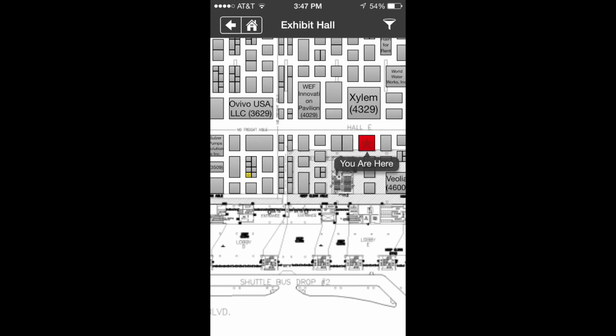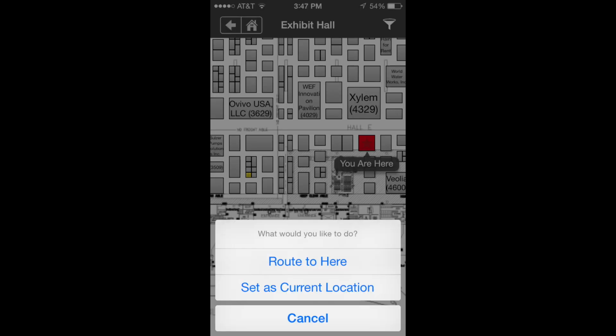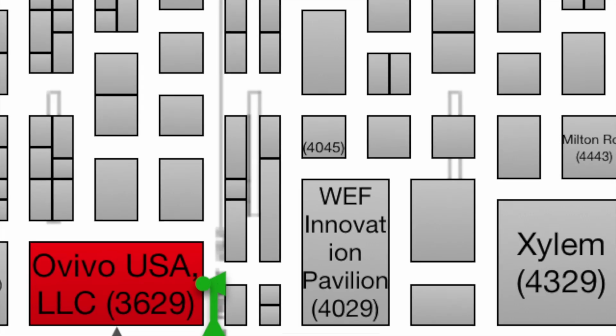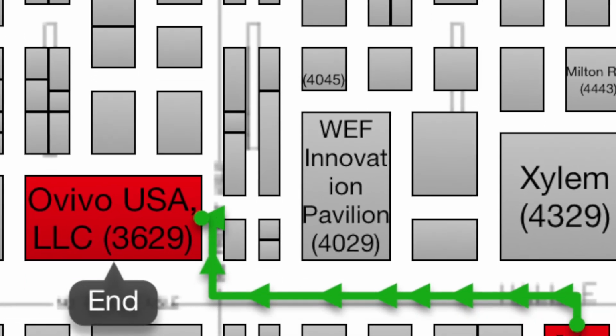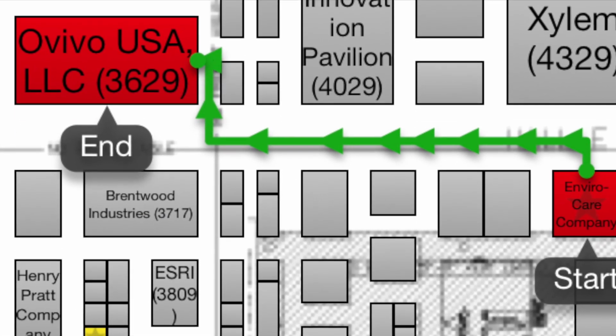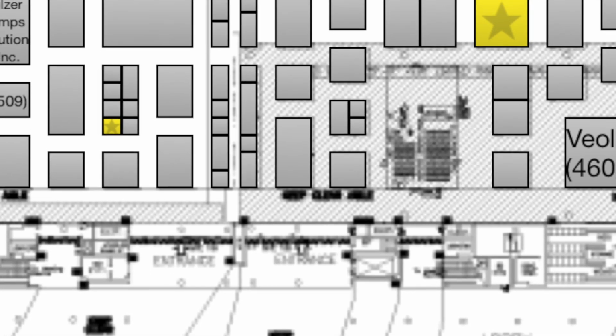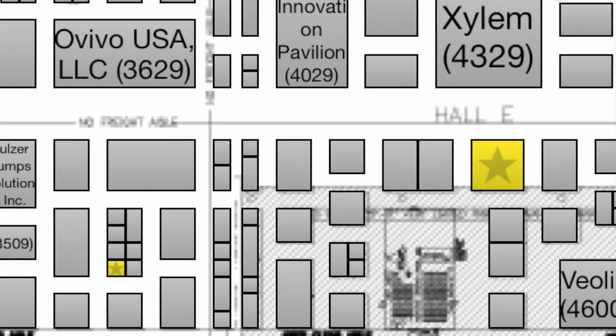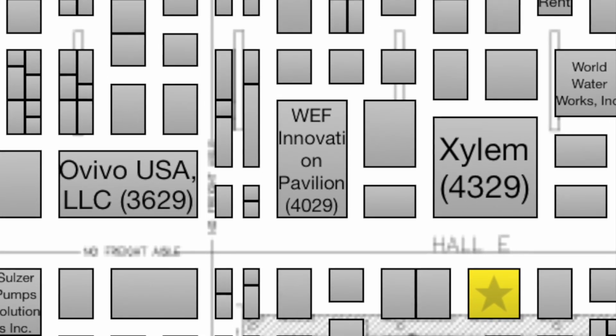If you need to search the floor plan for someone specific, use the magnifying glass in the upper corner. You can also map from one booth to another by tapping and holding a booth and selecting Route to Here. You can zoom in and out on the show floor to see the exhibitor names. Want more information about a specific company? Just click their booth. Your favorited exhibitors will be highlighted on the floor plan in yellow so that you can easily find them in the exhibit hall.